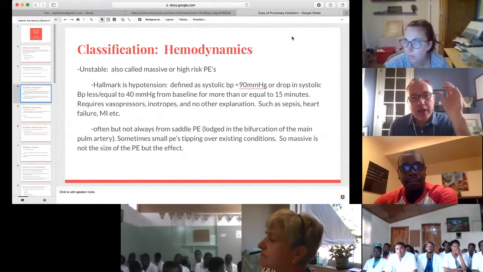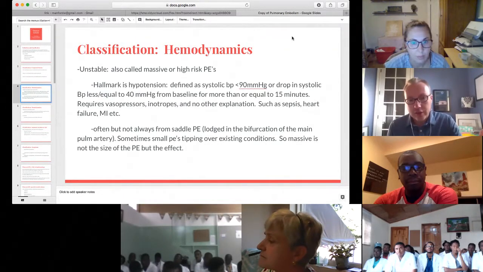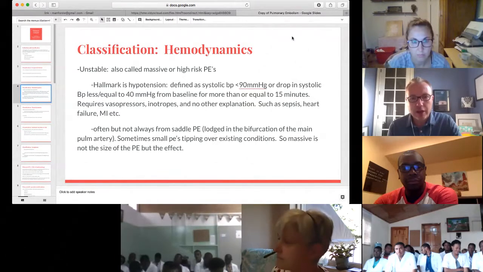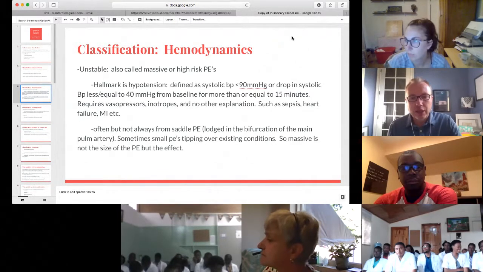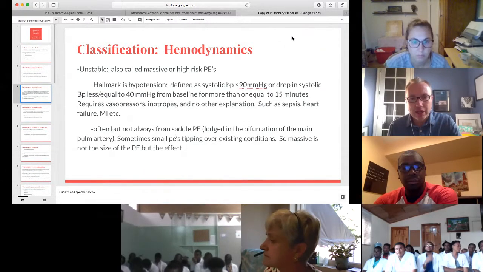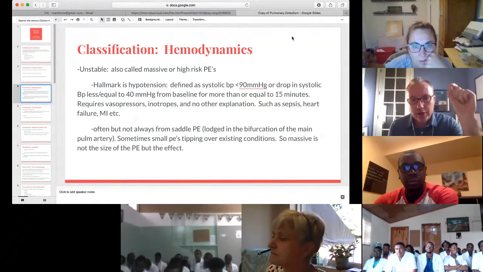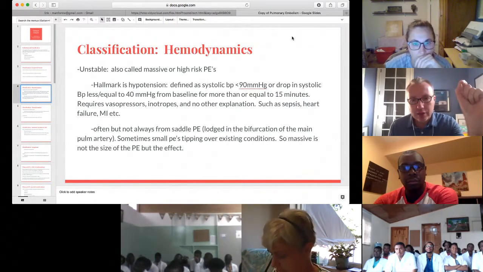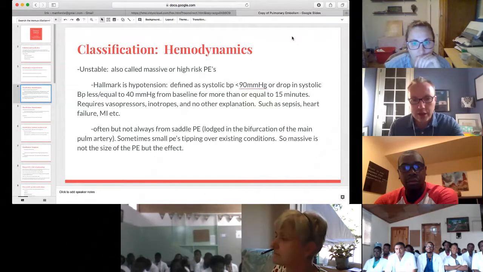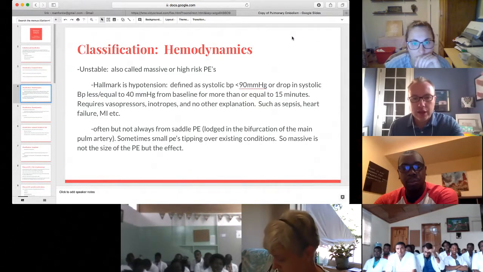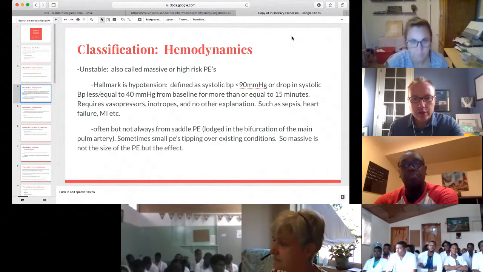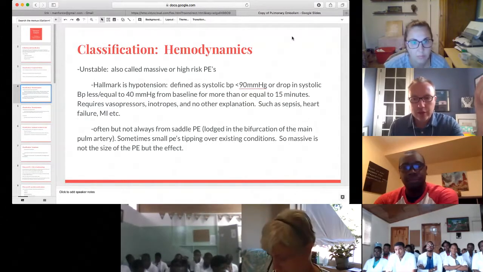However, that's not necessarily the case. It is true that saddle PEs can cause massive PEs, but not every saddle PE will have hemodynamic instability. And in fact, sometimes small pulmonary emboli can cause very significant hemodynamic problems, especially in the setting of other comorbid conditions like heart failure, or they already have issues with their right heart. Things like this can also cause hemodynamic instability.